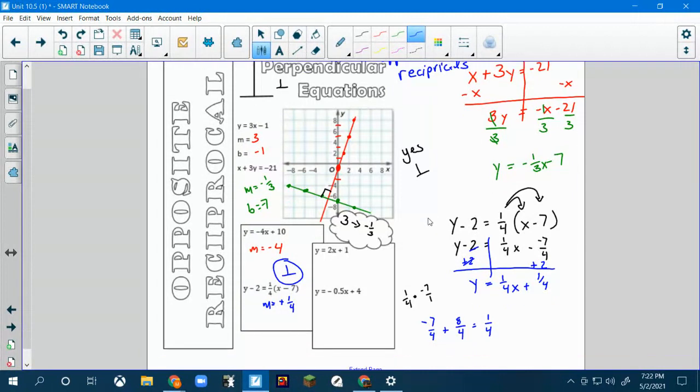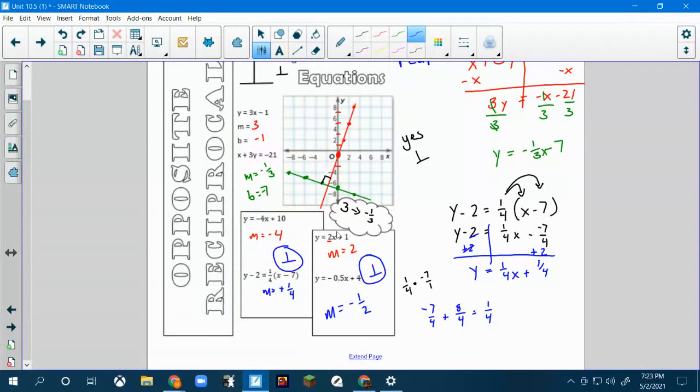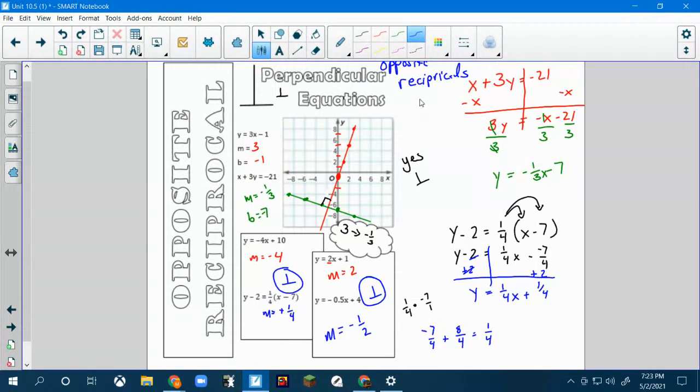Okay. Well, let's look at these two here. This one doesn't need so much solving. M equals 2, a number in front of the x. No solving on this one. N equals negative 0.5. Well, negative 0.5 is just negative 1 over 2, negative 1/2. Positive 2, or 2 over 1, becomes negative 1 over 2. Opposite reciprocals makes it perpendicular. Awesome. Again, opposite reciprocals, making that flip from a positive 3 over 1 to a negative 1/3. That's it for this part of the video.